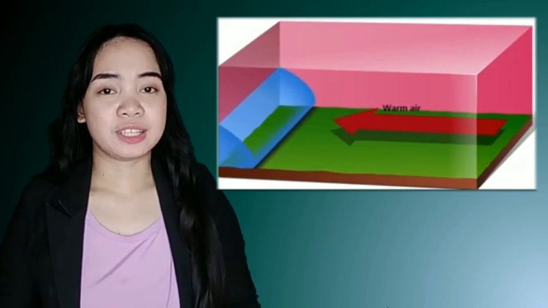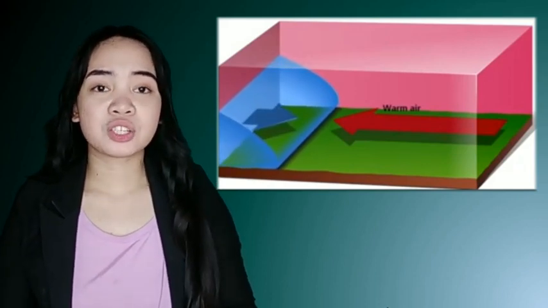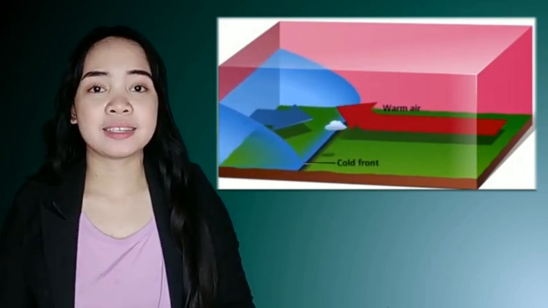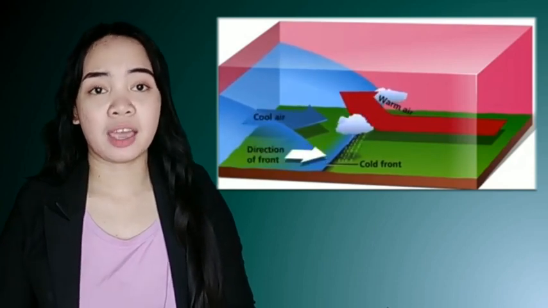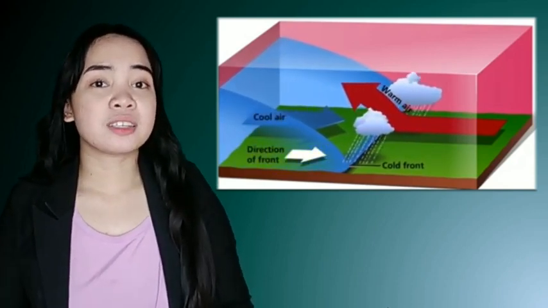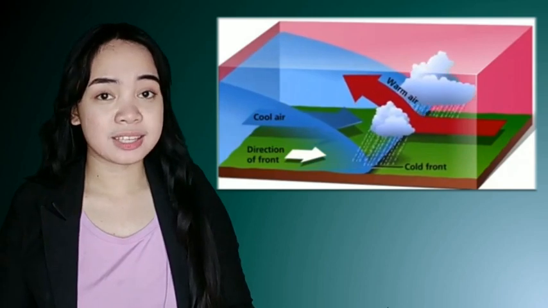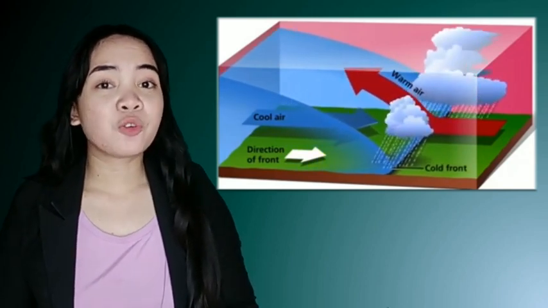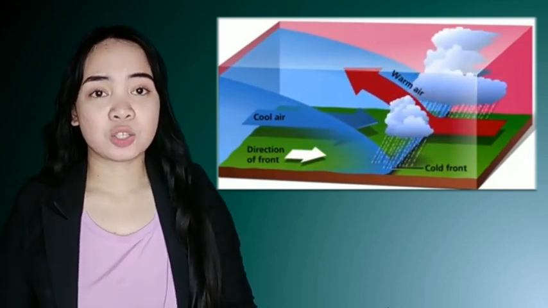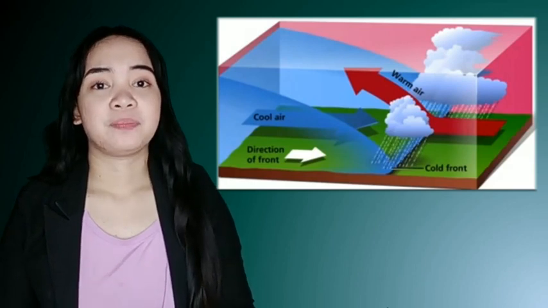First is the cold front. A cold front structure is when a cold air mass drives into a warmer air mass. Cold fronts can create sensational changes in the weather. They move quickly, up to twice as quick as a warm front.